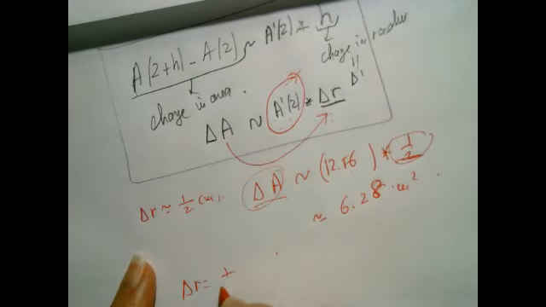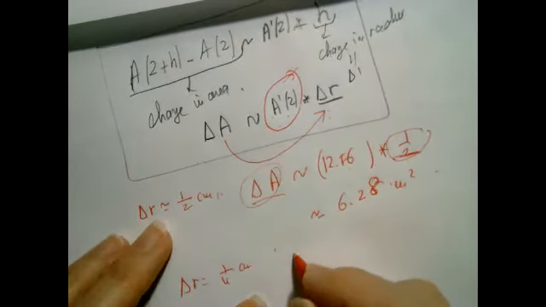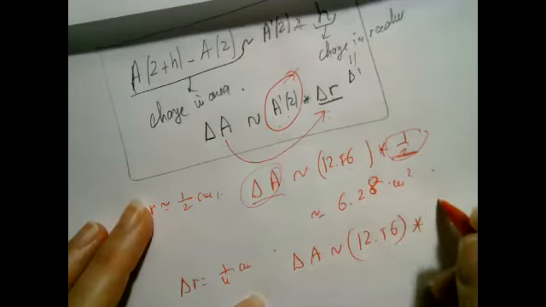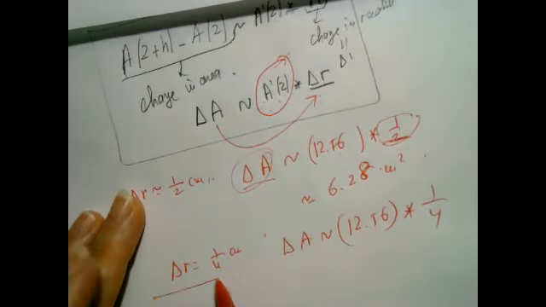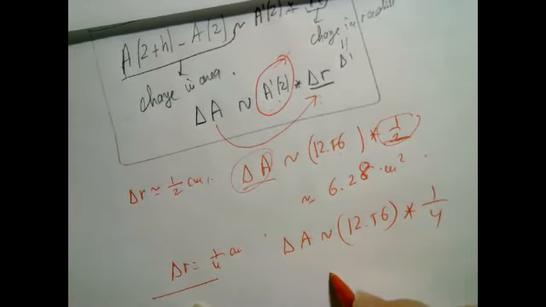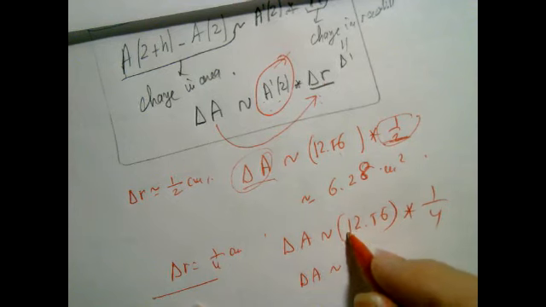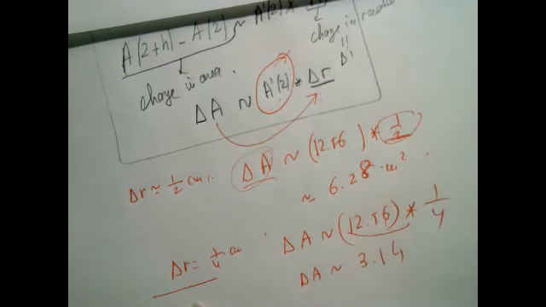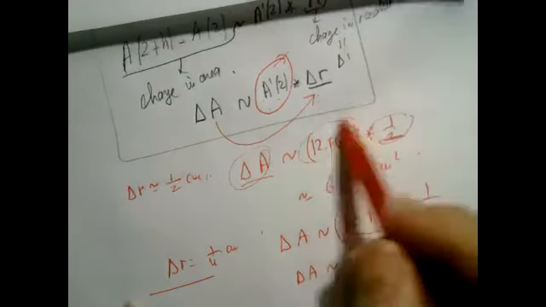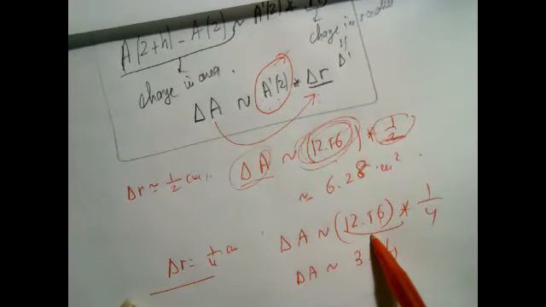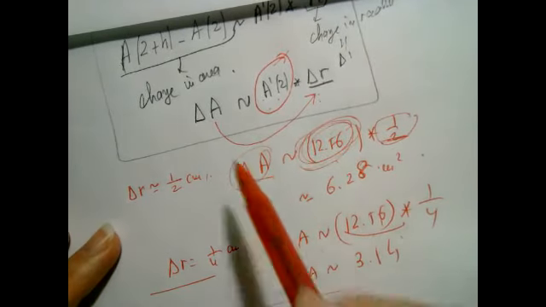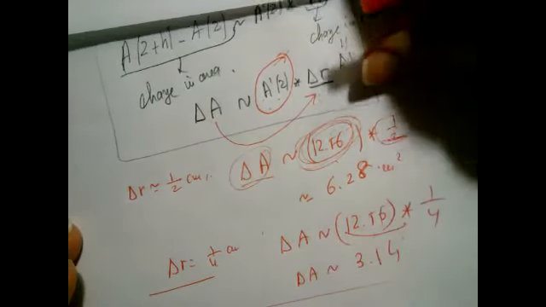Now, if I change that by 1/4 of a centimeter, then by how much will the area change? The derivative times 1/4. And the smaller delta r is, the better the approximation. It means the area will change by 12 times this, which is going to give me about 3.14, and so on and so forth. So the larger the derivative, the more the area changes with respect to the radius. The smaller the derivative, the less it changes. That's what the derivative is actually telling us.